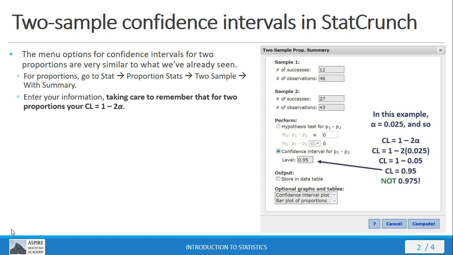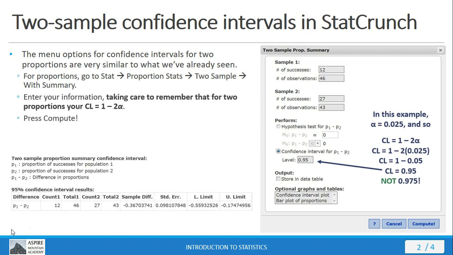In this particular example, we're putting in a 95% confidence level because our alpha is 2.5%. So 0.025 times 2 is 5%, subtracted from 1 is 95%. Again, you must remember that when you're constructing a confidence interval for two samples, the confidence level is 1 minus 2 alpha. And then when we press compute, we get our results, and we just take those right off the results window just like we did before. The upper and lower limits are at the end of your results table.